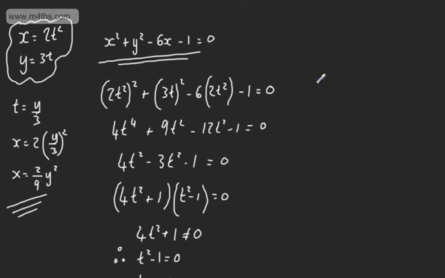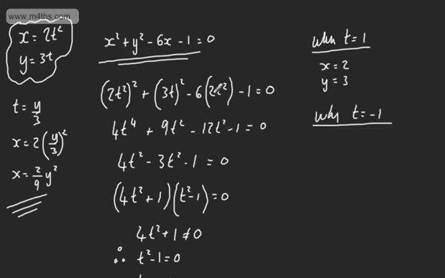So we can say now when t is equal to 1, we're going to have x will be equal to 2 and y will be equal to 3. When t is equal to minus 1, subbing in again, we're going to have x is equal to 2 and y is equal to minus 3. So that's what we get. It'll look something like so.